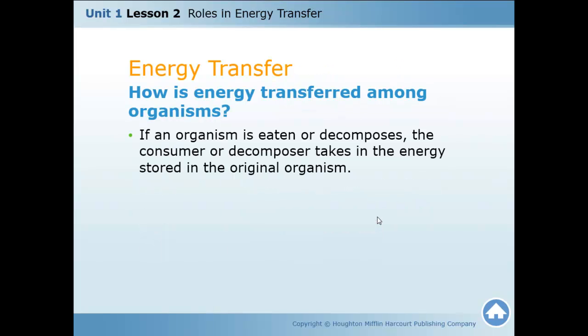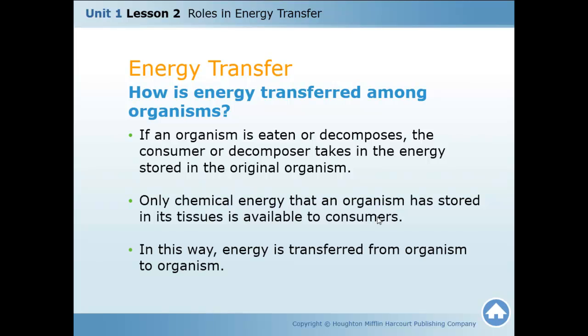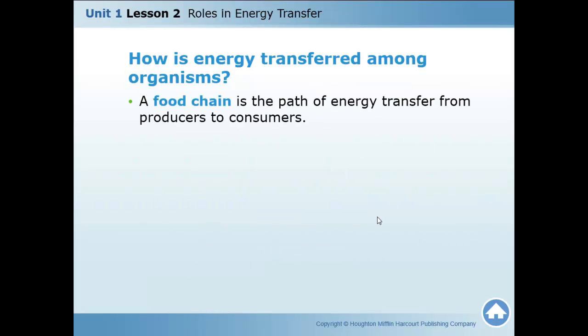If an organism is eaten or decomposes, the consumer or decomposer takes in the energy stored in the original organism. Only chemical energy that an organism had stored in its tissues is available to the consumer. In this way, energy is transferred from one organism to another.